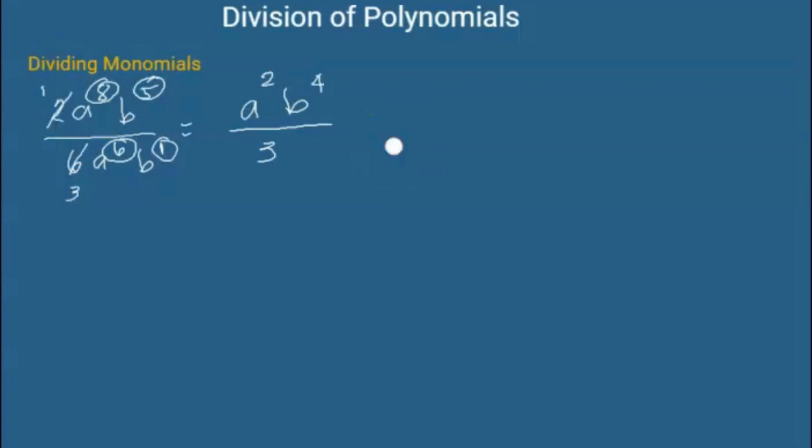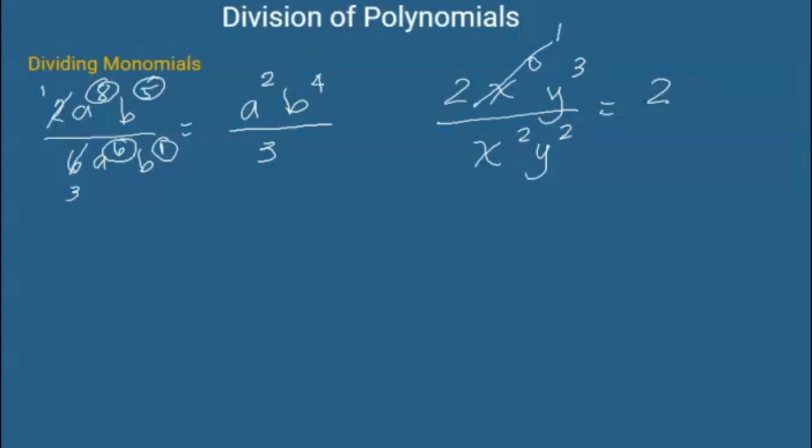Okay, let's have 2x to the 0 power y cubed over x squared y squared. For the numerical coefficient, it's just 2 over 1, so that's 2. And then for x, we know that any base raised to the 0 exponent will be equal to 1. So that's 1.